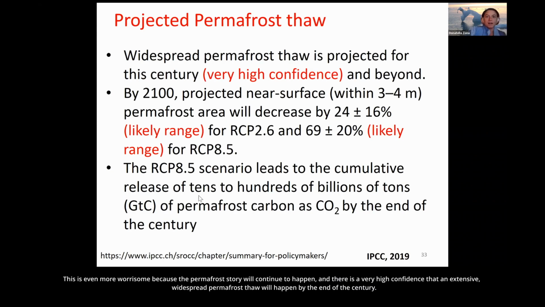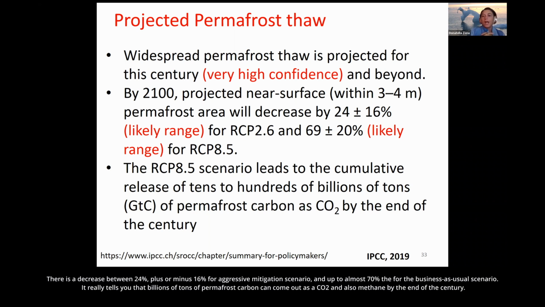Now, this is even more worrisome because this permafrost thaw will continue to happen, and there is very high confidence that an extensive and widespread permafrost thaw will happen by the end of the century, and there is a decrease between 24 plus or minus 16% for the aggressive mitigation scenario, and up to almost 70% for the business as usual scenario. So it really tells you that billions of tons of permafrost carbon can come out as CO2 and also methane by the end of the century.